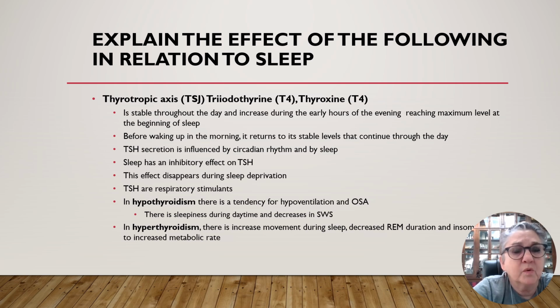Thyroid hormones are respiratory stimulants. If there is hypothyroidism, there is a tendency for hypoventilation and OSA. There is sleepiness during the daytime and a decrease in the sleep-wake cycle. In hyperthyroidism, there is an increase in movement during sleep, decreased REM duration and insomnia, and an increased metabolic rate.